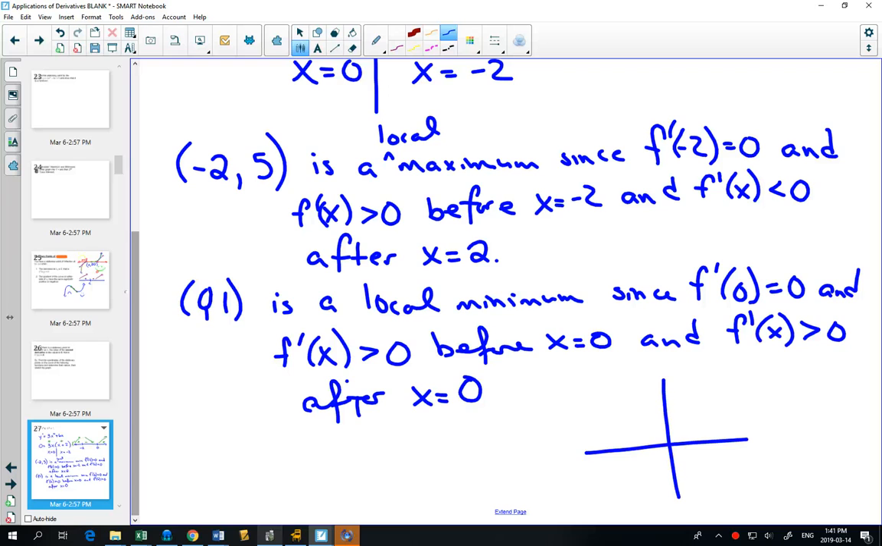And if we sketch what we know, we have the point -2 comma 5. We know we have the point 0 comma 1. And from our first derivative test, from the sign diagram, we know our graph was increasing, hits that maximum, decreasing, hits the minimum, and increases after. We actually have a pretty good sketch of our graph, which is kind of nice.